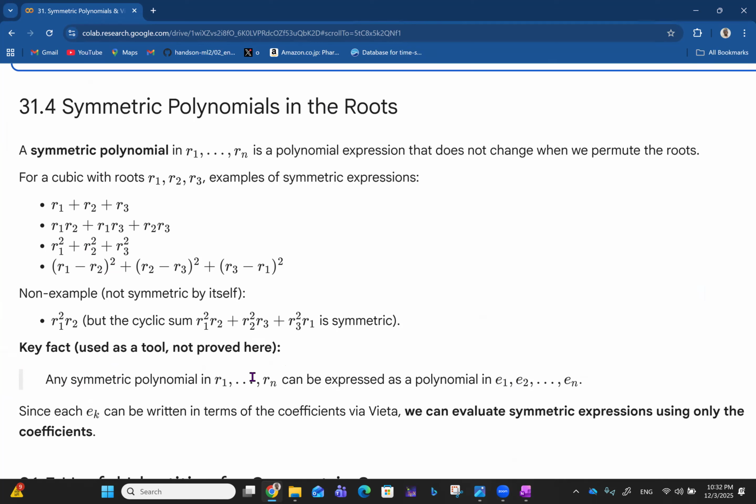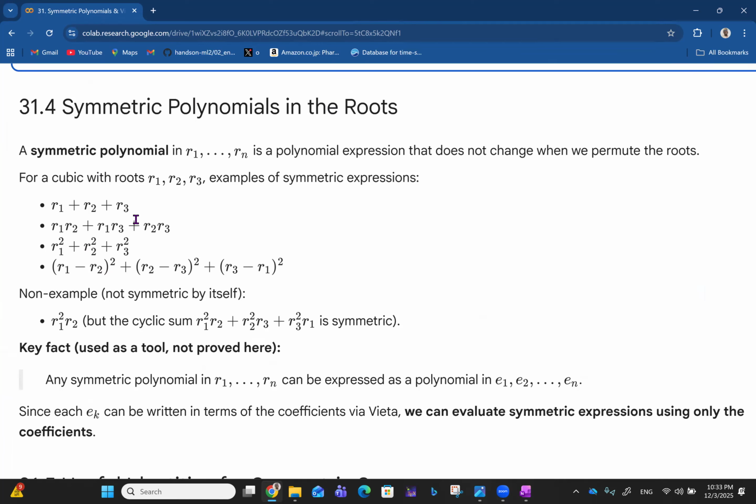Any symmetric polynomial in R1 up to Rn can be expressed as a polynomial in E1, E2, up to En. So you already know E1 is when you sum the roots one by one. Then E2 is when you multiply the roots two by two and then sum together. En is when you multiply the roots n by n and sum together. All right. So since each Ek can be written in terms of the coefficients via Vieta, we can evaluate symmetric expressions using only the coefficients.